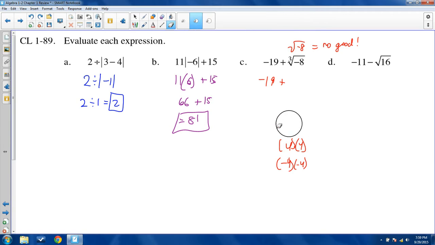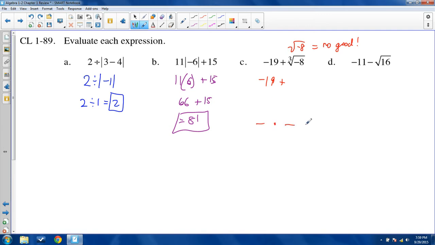Now with the square root, I can't get a negative number, because when I multiply a number by itself, it will always be positive, whether it was positive or negative. A cube root, on the other hand, is multiplying a number by itself 3 times. So a negative times a negative times a negative equals a negative, because a negative times a negative is a positive, and a positive times a negative is a negative. So it's okay for me to take the cube root of a negative number. Make sure you understand that.